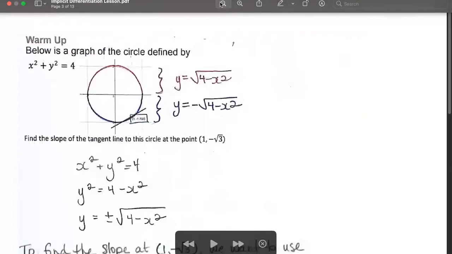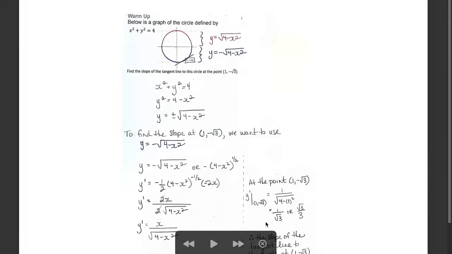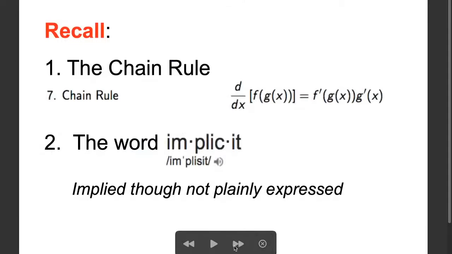So what I want to show you now is another way to handle finding the derivative of a relationship like this when we have both x's and y's involved. Up until now, most of the things that we have been doing have been expressed explicitly in terms of y.